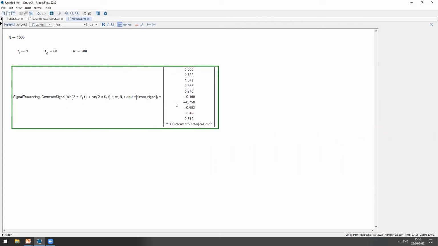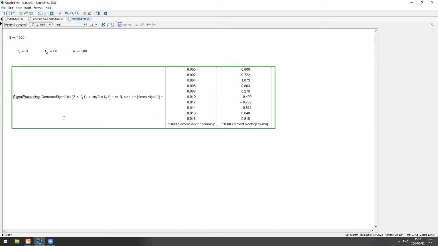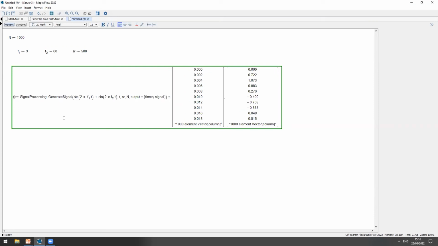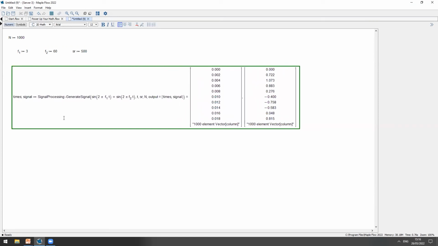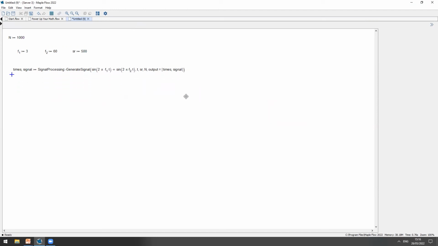So we want to output times and the signal. And if I've done that correctly, we end up with two vectors. The first containing the discretized value of time and the second containing the discretized signal. So let's assign the result of this to times and signal. We don't need to see these two vectors, so let's remove that equal sign. And let's move this up and get rid of some white space. Let's see what the signal looks like.